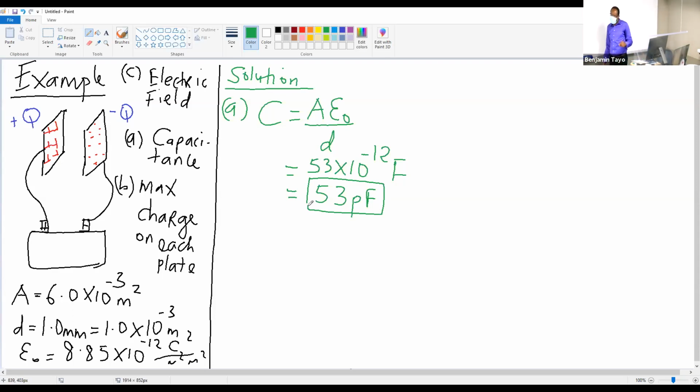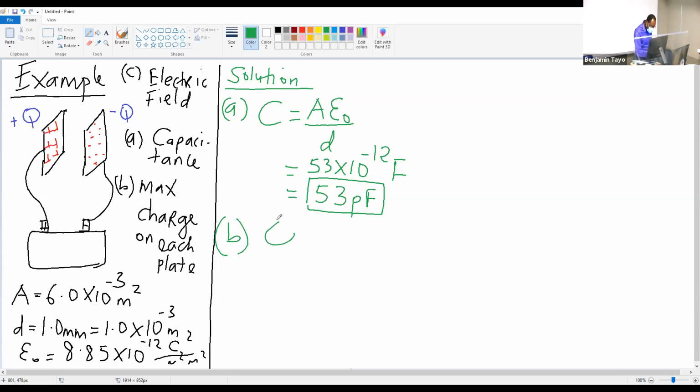So again, in this section, I'm going to focus on you being able to use the equations. I don't think I'm going to ask you to derive any equations for the capacitance, but just know how to use the equation to solve problems. So that's part A. Then part B, let's calculate the maximum charge on each of the plates. Notice that I just need to calculate the magnitude, because if there is 1 coulomb on one plate, there is negative 1 coulomb on the other plate. So the magnitudes of the two charges are the same.